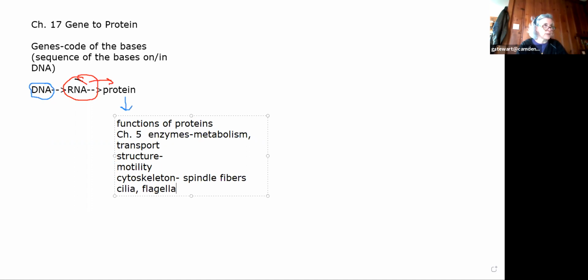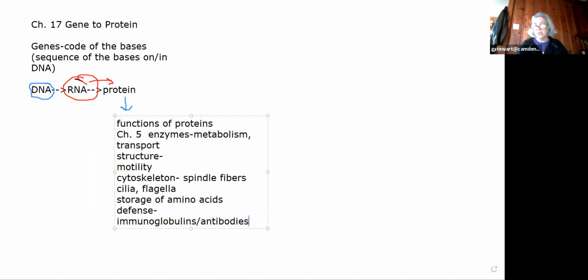right? All the spindle fibers, all of the connections between the nuclear lamina, between the outer and inner membrane of the nucleus, storing things, storage of amino acids, right, to use for later, transport, structure, all of our defense. So all this talk about immunoglobulins, which people slang as antibodies, right? Which we're all talking about now that we're talking about COVID and getting vaccinated. We're producing immunoglobulins and antibodies and other what we call cytokines.